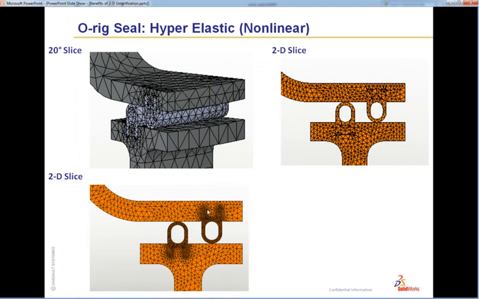Let's look at the situation of a nonlinear model. Now, in this instance, it's actually completely impractical to run a nonlinear model on the entire geometry. It would take hours to solve. What we did is take a little slice of 20 degrees of the model and ran that as a nonlinear model. We did the same thing with a 2D simplification with a default mesh, and then we did it with an even much more refined mesh.